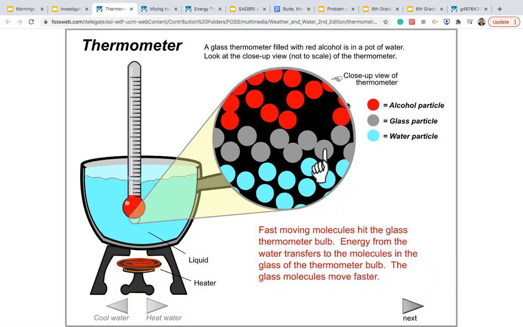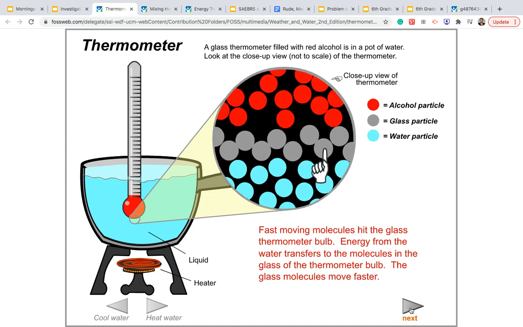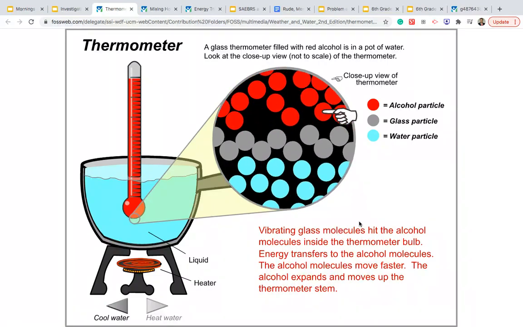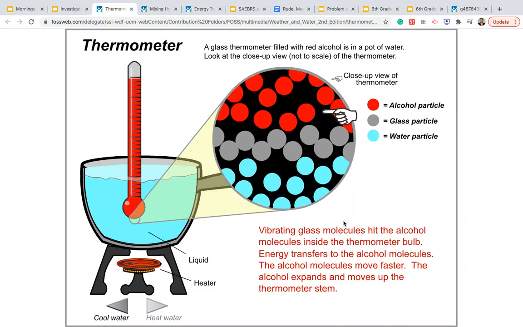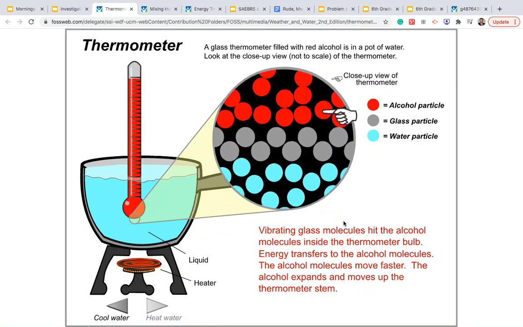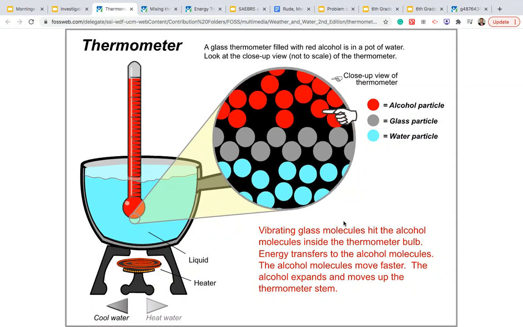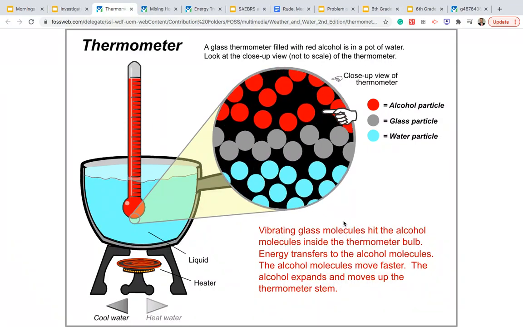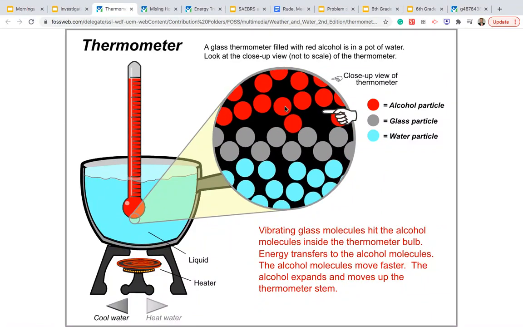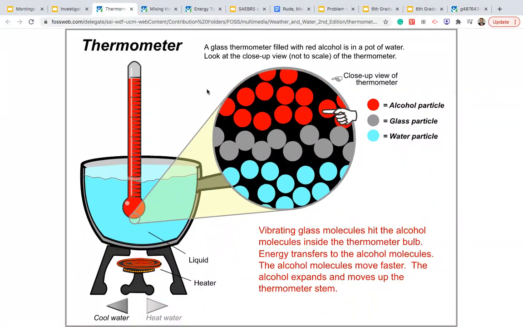Well, if you predicted the glass molecules are going to transfer energy to the alcohol particles, you were correct. We watch the thermometer go up. So the vibrating glass molecules hit the alcohol molecules inside the thermometer bulb. Energy transfers to the alcohol molecules. The alcohol molecules move faster, and the alcohol expands and moves up the thermometer stem. When we're talking about expanding, you can notice the size of them doesn't change. When we talk about expansion, it means that they're getting further apart.